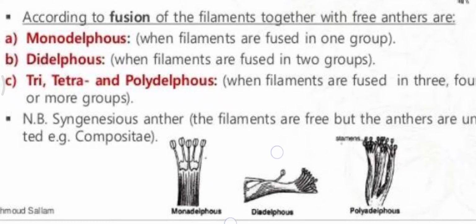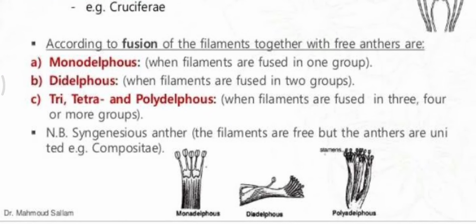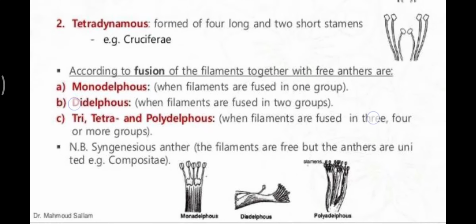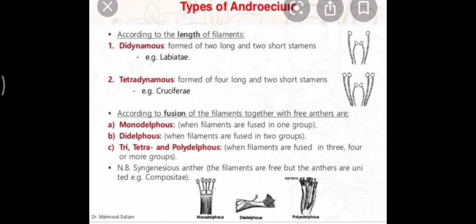You can see one filament is showing you one or two anthers, whereas the other filament is showing you many anthers fused to a common filament. Same is triadelphous, tetradelphous and polyadelphous, when filaments are fused in groups of 3, 4 or more. So these are the different types of androecium on the basis of filament.